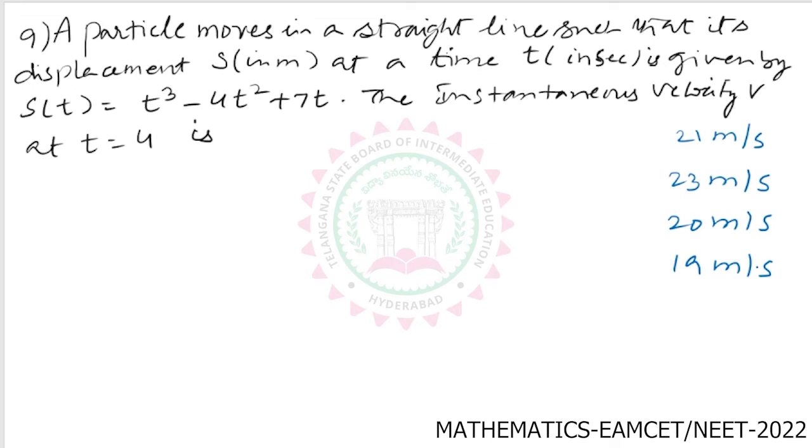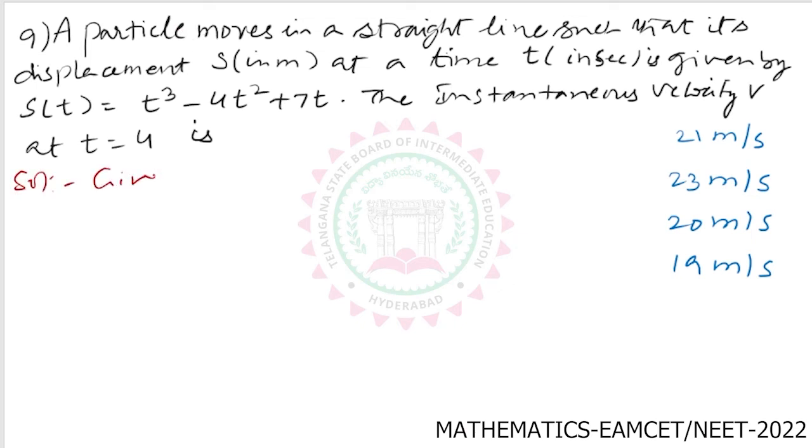What he is saying: a particle moves in a straight line such that its displacement s at a time t is given by the relation. One relation is given. So you have to find the velocity at t is equal to 4. Velocity is nothing but ds by dt. So if you just differentiate this once, you are getting ds by dt. Therefore, within a second, you can get the answer. Okay. Now, write down the solution.